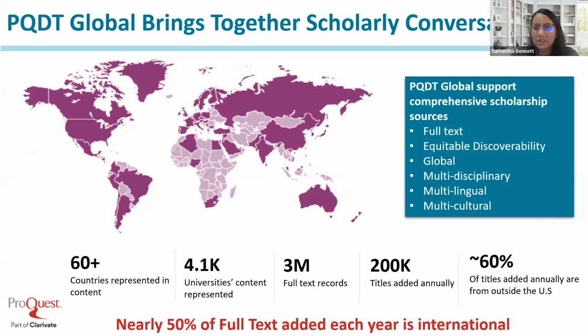It is a global product, meaning that we host over 4,100 universities' content represented on the platform. There are also 60-plus countries represented as part of the content. And we add around 200,000 titles on an annual basis. As you can see, 60% of the titles added annually are from outside of the US.